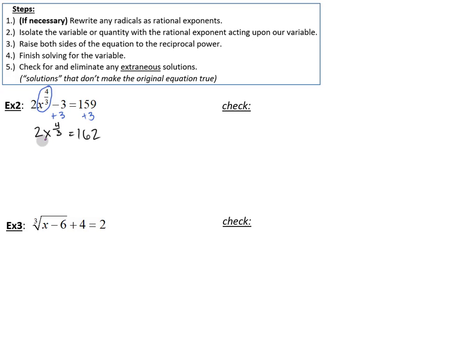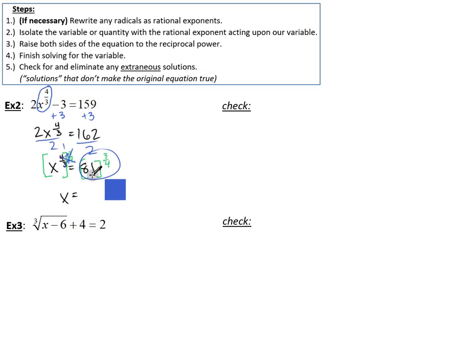Next, we need to get rid of that 2. So let's divide both sides by 2. Now we've gotten our variable with our fraction exponent isolated. And here's where we need to raise both sides, we're now in step 3 here above, to the reciprocal power. So don't forget to do the reciprocal here. So we need to raise both sides to the 3/4 power. And again, the reason that reciprocal is necessary is when we raise our power to a power and we multiply these, we're going to get 12 over 12, which reduces to 1. So we get x to the first power, which is just x, equals 81 to the 3/4.